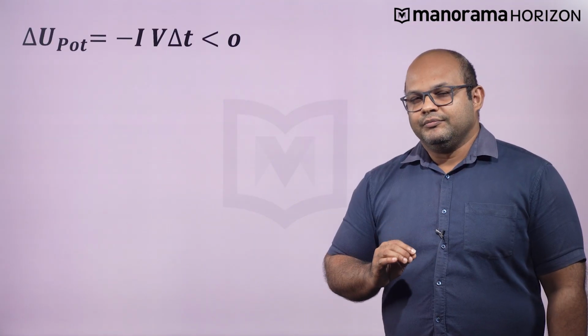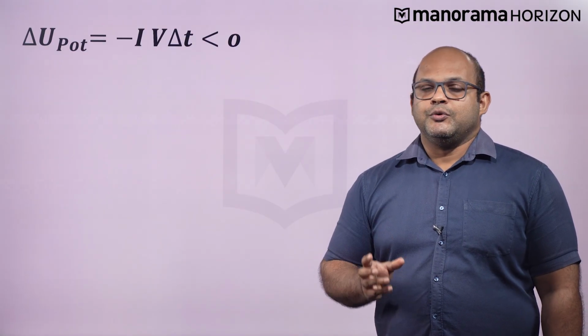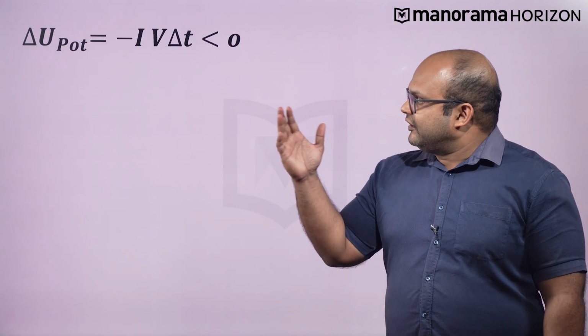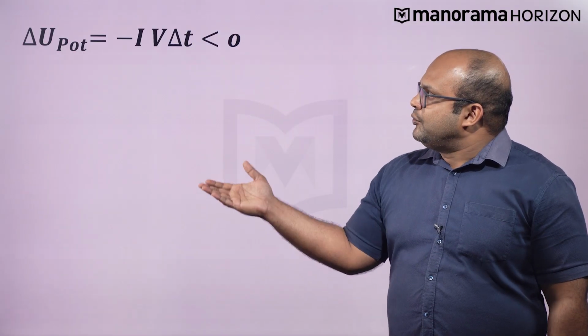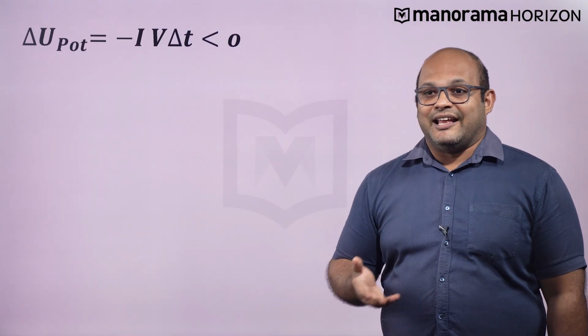Now if you remember, Q is equal to I multiplied by T. So if you substitute Q in the previous equation, we get a new relationship, that is delta U potential is equal to negative I times V times delta T, which is less than 0.